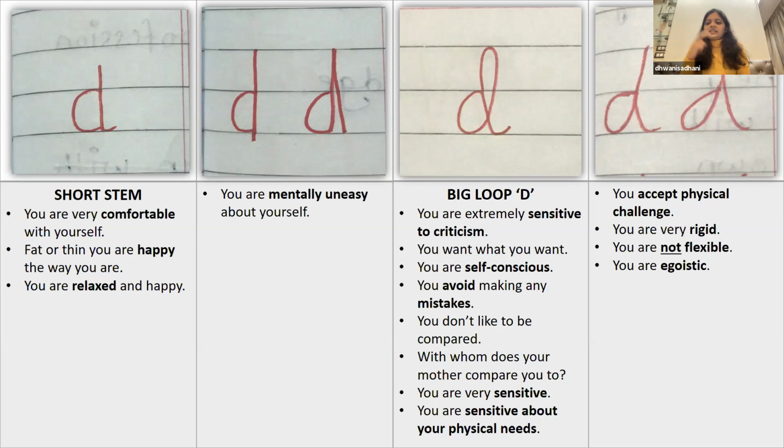Okay, then in the second D, you're mentally uneasy about yourself. So you're constantly in an uneasy way. You're constantly worrying about your physical appearance, about how you feel mentally. You're not at peace with yourself in the second D.